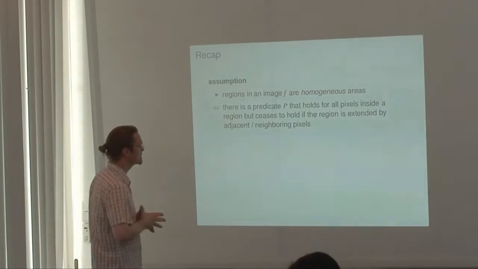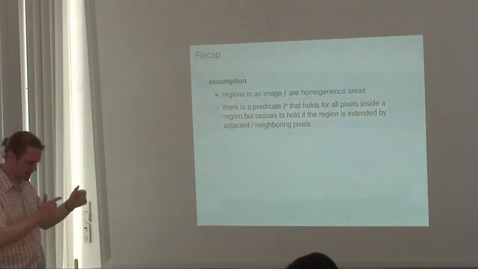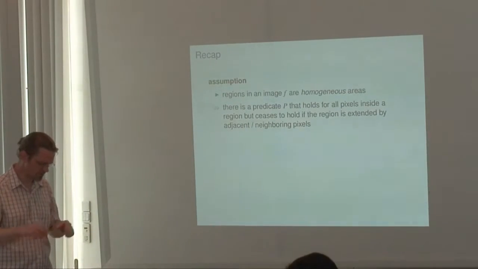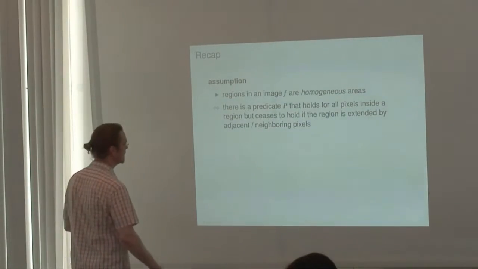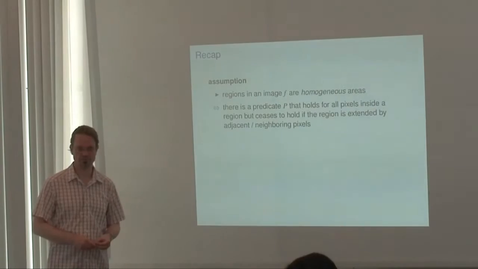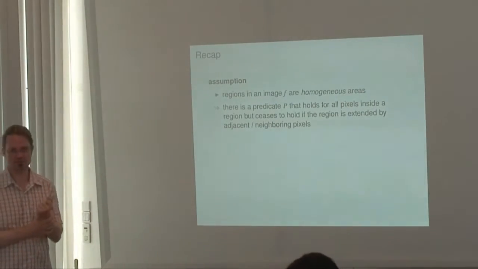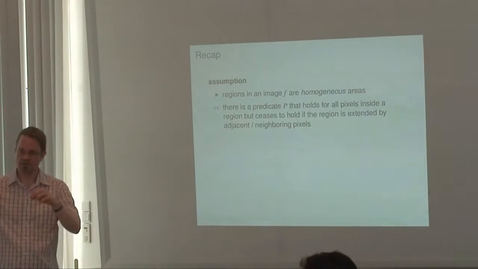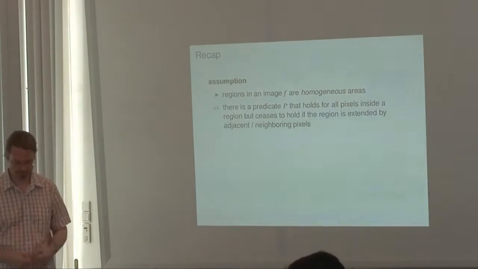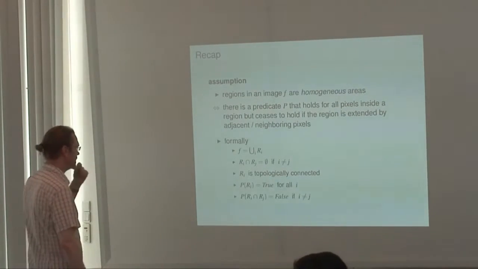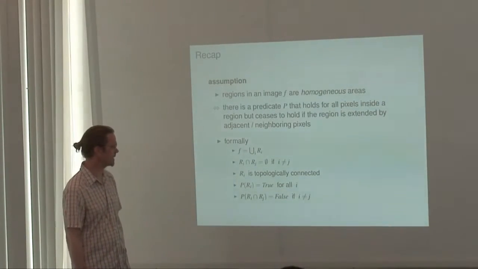And if we were to extend the region by another pixel not yet assigned to that region because it did not fulfill that predicate, it wouldn't be a homogeneous region anymore. Of course we can determine arbitrary sets of connected pixels and call it a region, but we want these connected sets of pixels also to have the same properties. Formally we would say that an image F is a union of lots of regions, Ri.